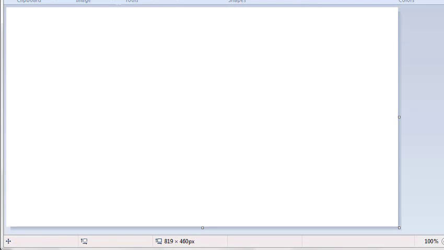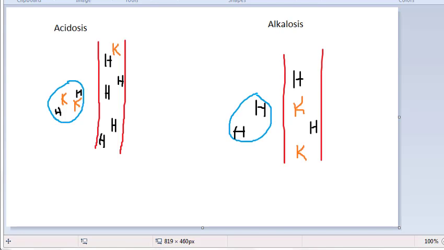Okay, when you have acidosis, there's too much hydrogen floating around in your blood. Hydrogen is acid. It's one of the acids in your body. You have too much of it floating around in your blood. So remember that the body's always trying to maintain homeostasis and even things out.